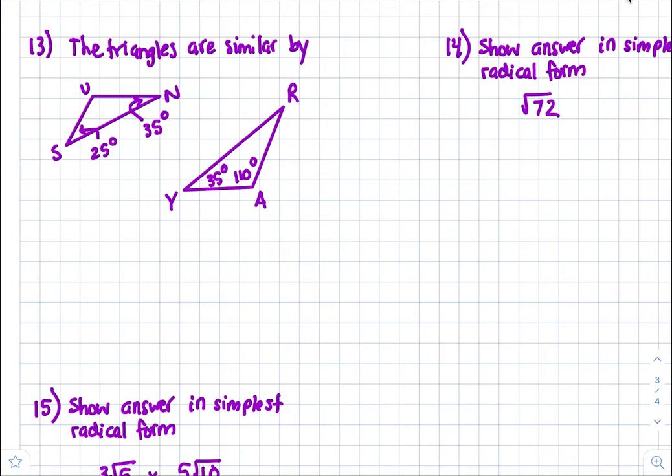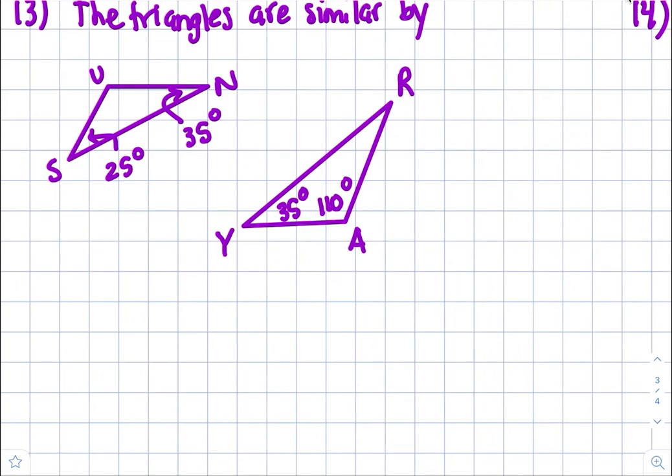It says the triangles are similar by, so you have to determine if these triangles are similar. Well, you guys know that a whole triangle's interior angles add up to 180. So if that's 25 and that's 35, then this one has to be 120 degrees. For here, if this is 35 and that's 110, then subtract both of those from 180, and you would have found that this is actually 35 degrees. These triangles are not similar, not by side angle side, not by side side side, and not by angle angle. So, as a result, these triangles are not similar.